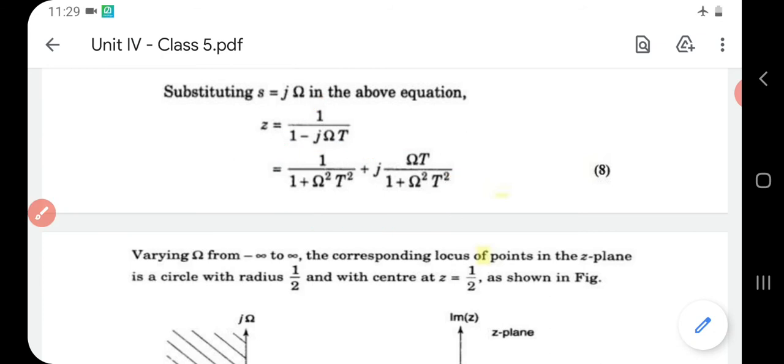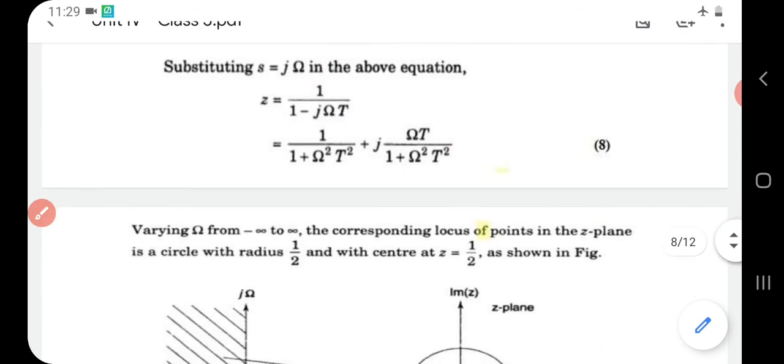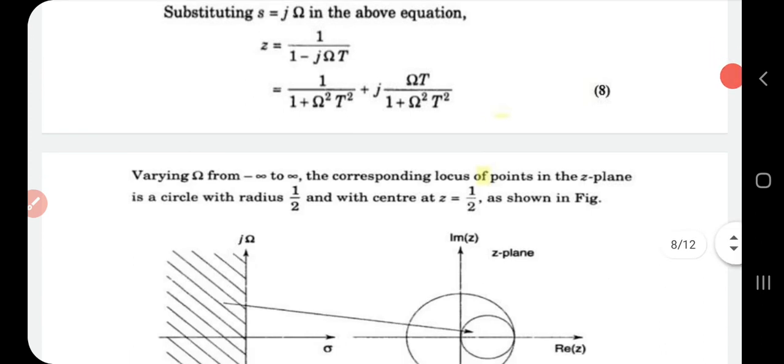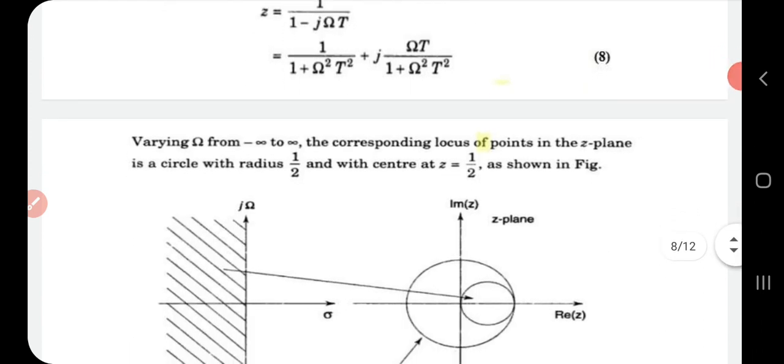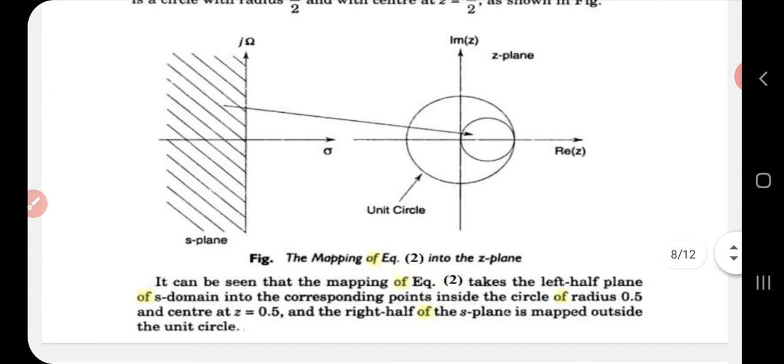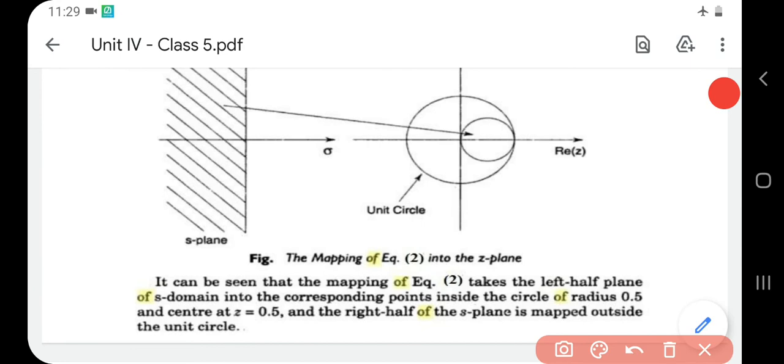Then, varying omega from minus infinity to plus infinity, the corresponding locus of points in Z plane will be a circle with radius half and center half. Let's see how the mapping is done from S plane to Z plane. Okay, this is the Z plane, this is the S plane. Our aim is to convert the system function of an analog filter to an equivalent system function of a digital filter. So first we have to do a mapping from S plane to Z plane.